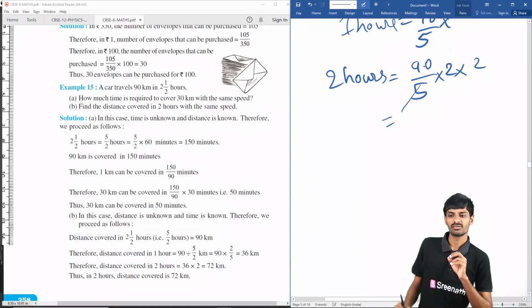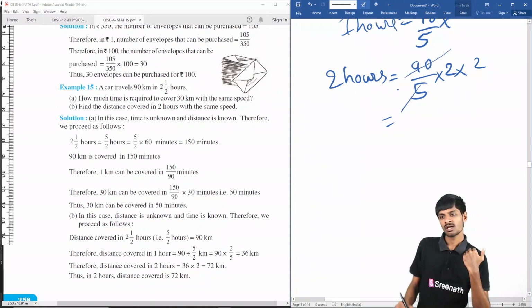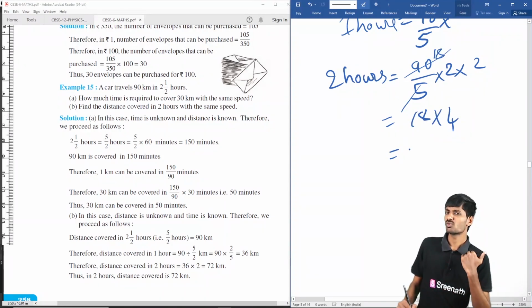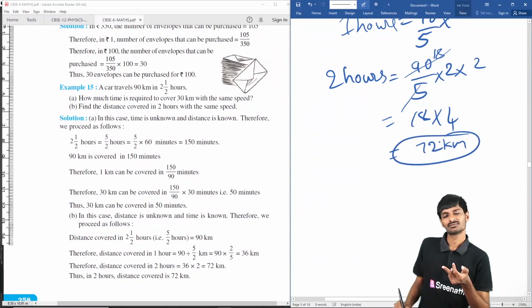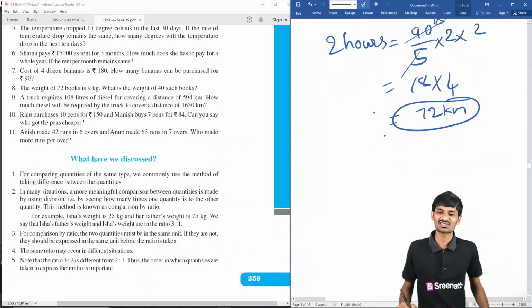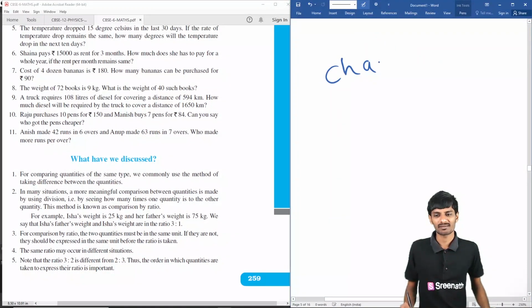If it cancels in the 5 table, 5 tens are 50, 5 twenties are 100. 5 eighteens are how much? 90. And 18 into 4 is 72. Simply it is 72 kilometers. That's it, students. So finally you have completed the chapter.